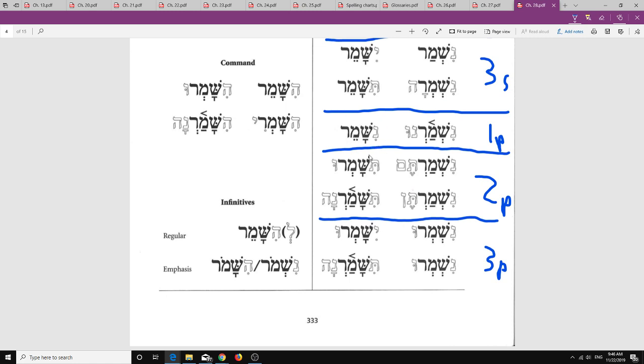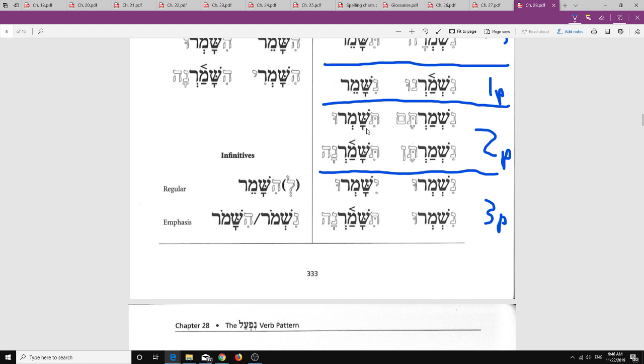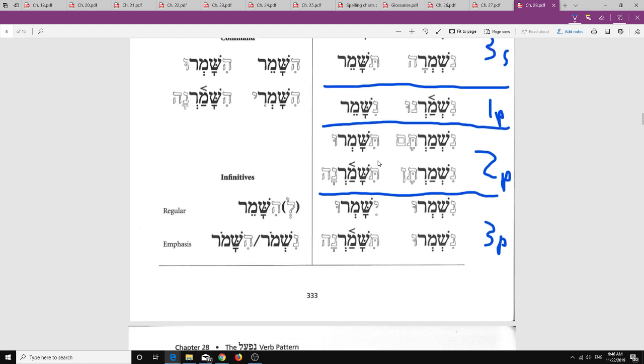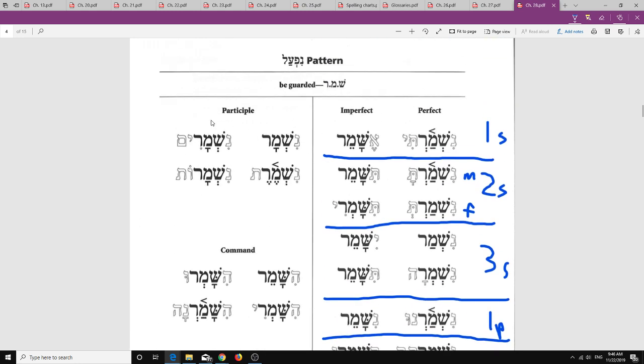Nishamer, we will be guarded. Tishamru, you all will be guarded. Tishamarna, you all will be guarded. Yishamru, they will be guarded, masculine. Tishamarna, they will be guarded, feminine. And again, notice it's the same form as our 2FP. Okay. Moving up to the participle.